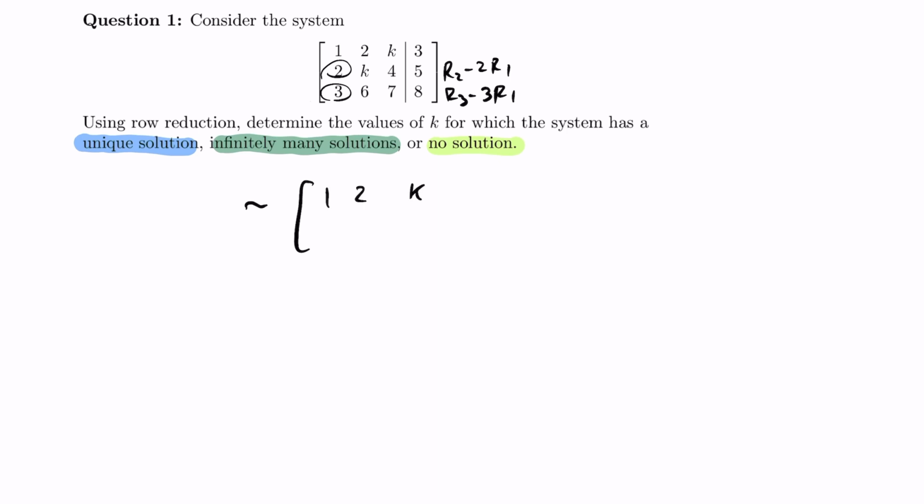The top row I'm not touching, so jot it back down. Second row is going to be 0. This will be k minus 4. This will end up being 4 minus 2k. And the last entry will be 5 minus 6, which is negative 1. Continuing up here, this will be 0 here. This next entry will also be 0. And the final entry here will be 7 minus 3k. And then lastly, you'll have 8 minus 9, which is negative 1. So you can see a quick two row operations that we've done on our matrix. Now it's upper triangular. We can go ahead and solve this system.